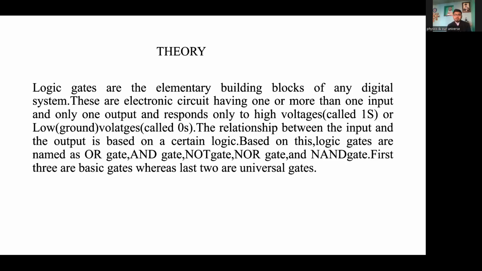There are two gates which are considered universal gates: one is the NAND gate and the other is the NOR gate. These gates are considered universal gates because from these two gates we can derive the fundamental gates like OR gate, AND gate, and NOT gate. So these are the universal gates, NAND gate and NOR gate.